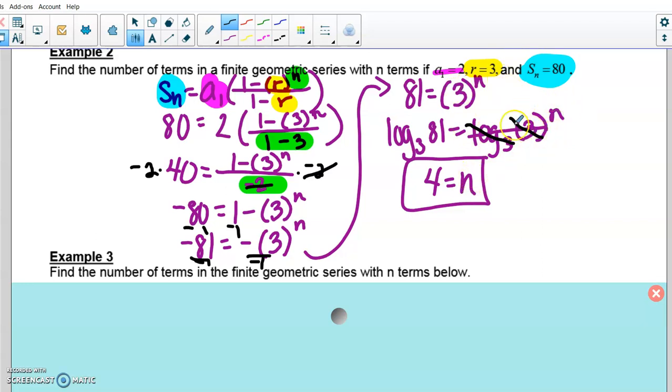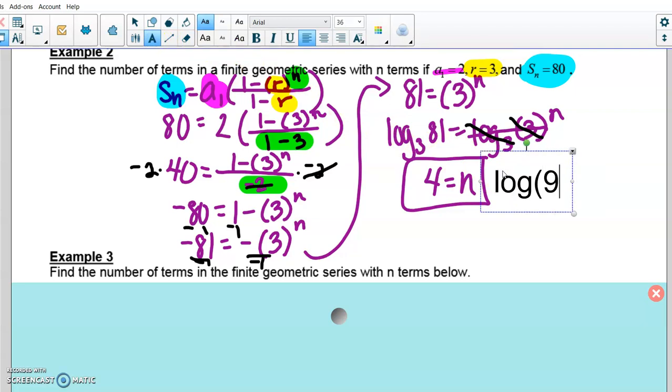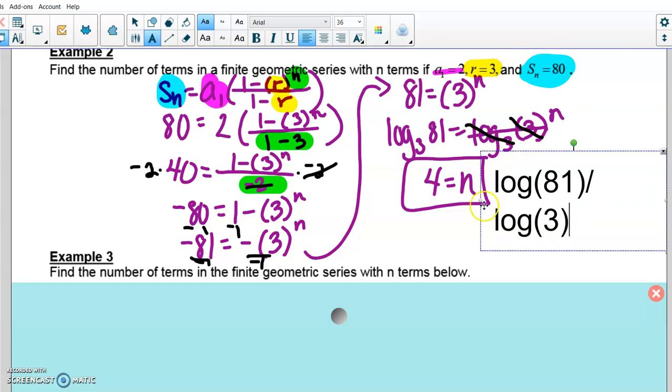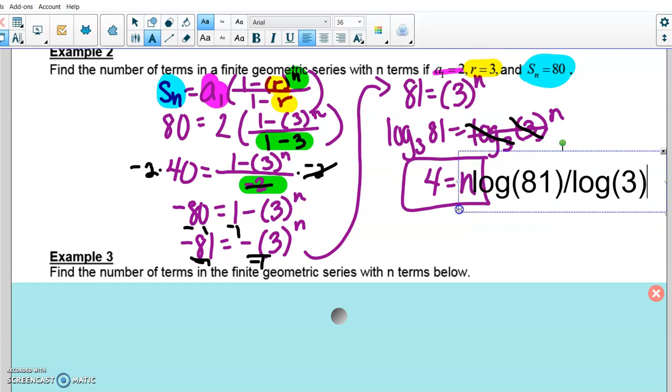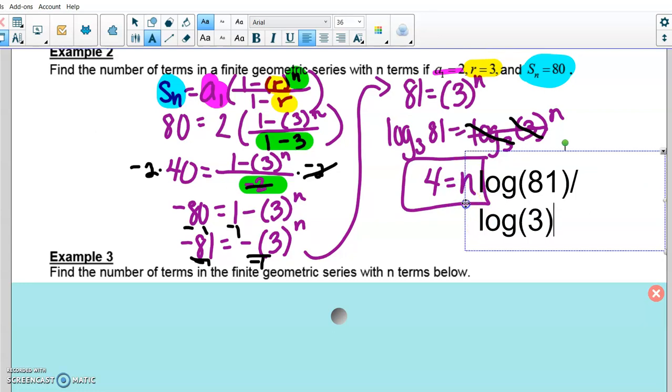But what I do to the right, I have to do to the left. So since I multiplied this right side by log base 3, I have to multiply this side by log base 3. Now remember, a lot of you guys have calculators where the base is 10. So remember, to type this into your calculator, you're going to do log 81 divided by the log of the base, which is 3. So you would do log 81 divided by log 3, and you should get 4.